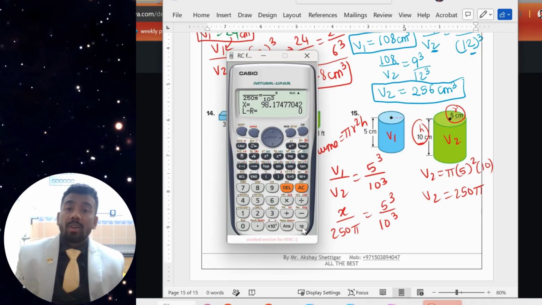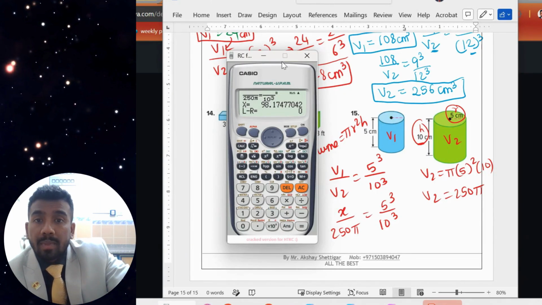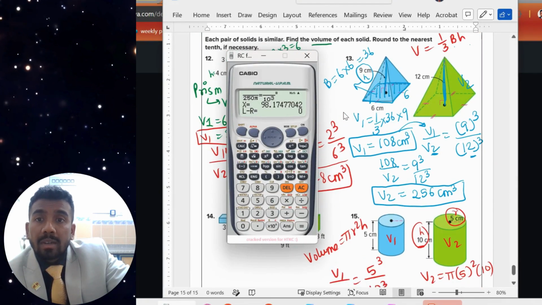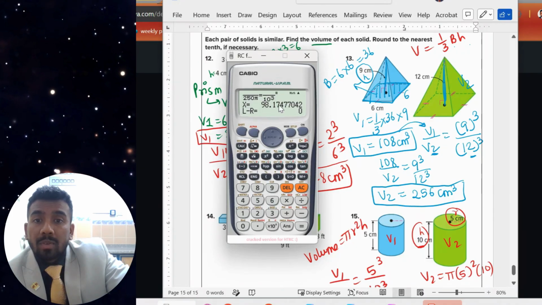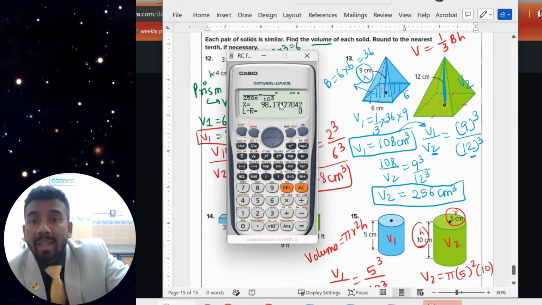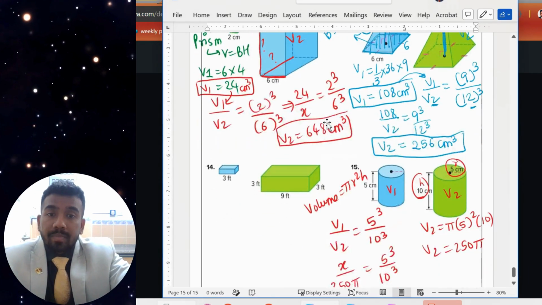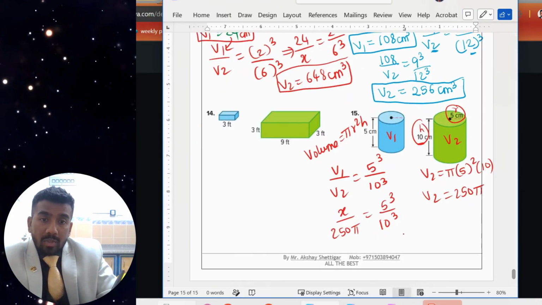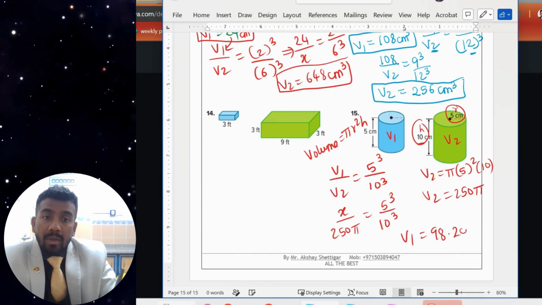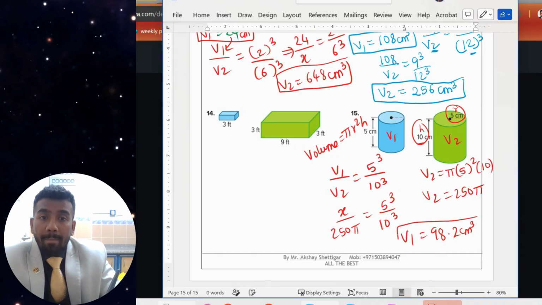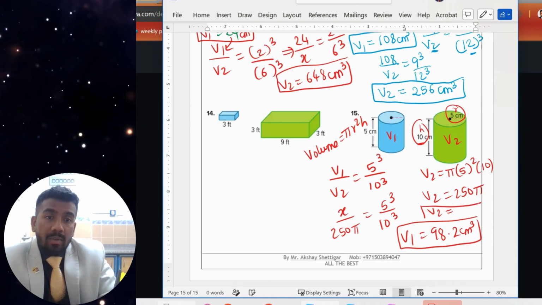Okay, so what's the volume? 98.17. What do they want? Nearest tenth. So that's after the point, one number. So 98.17, if I round it, it will become 98.2. So what's V1? 98.2 centimeter cube. Let's write V2 also to the nearest tenth.